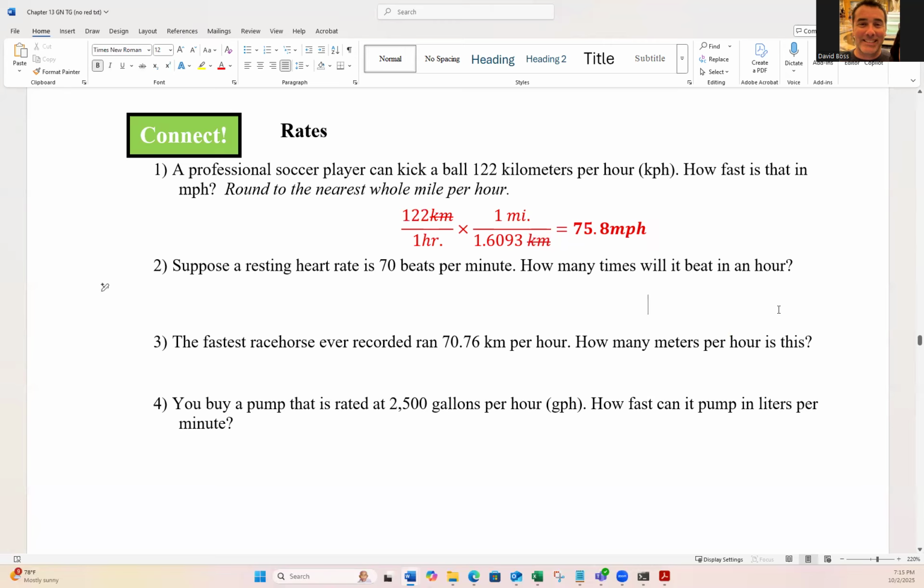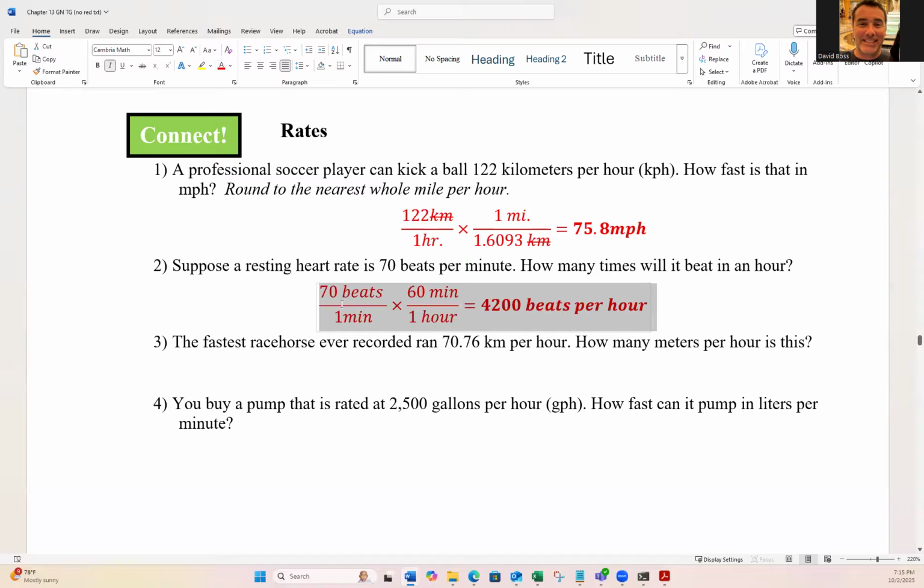All right. Resting heart rate is 70 beats per minute. How many times will it beat in an hour? So let's do 70 beats per minute. We want to be left with just hours, beats per hour. So we set it up like this so that minutes cancel out. And then we're left with beats over hours, beats per hour. So now we have 70 divided by 1 times 60 divided by 1. And that's beats divided by hours, which is beats per hour.